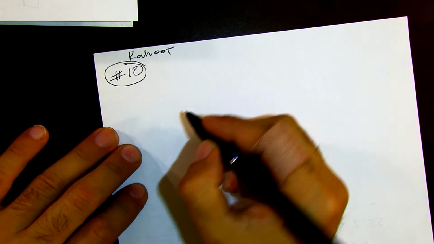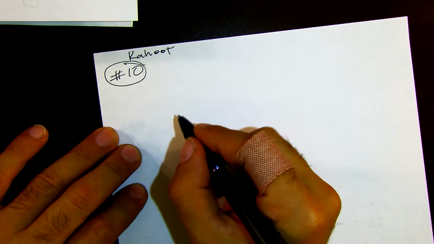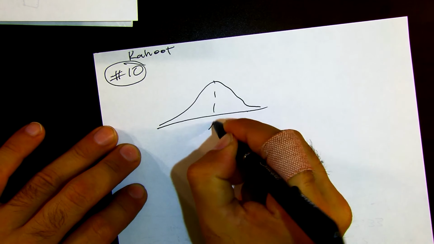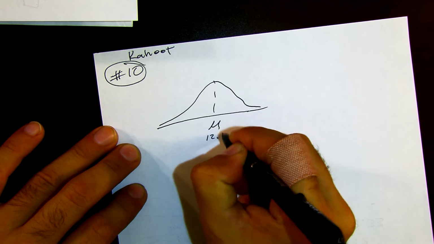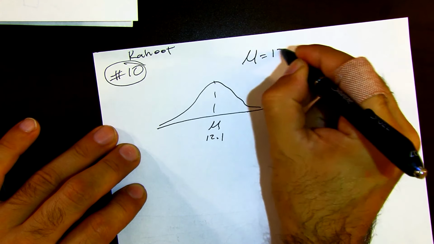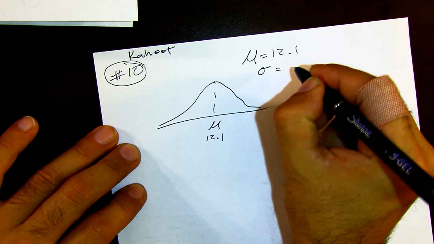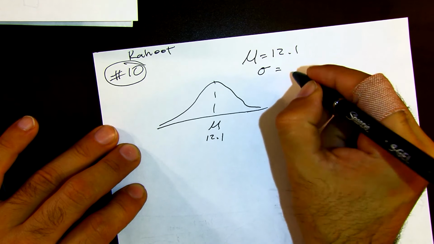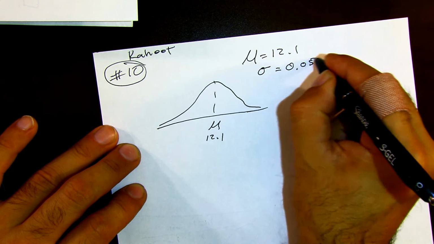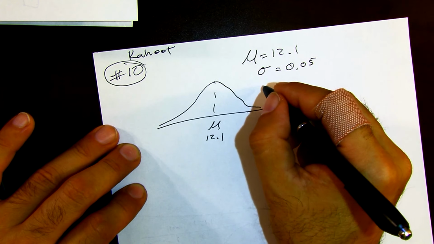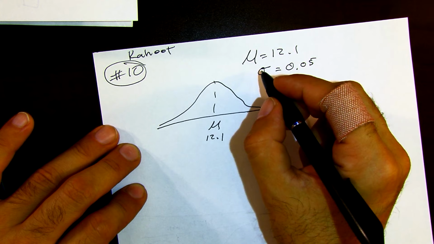All right, let's see. Machine that fills cans of soda according to the normal model with a mean. All right, I'm just going to draw this so that you get some experience with that again. The mean is 12.1. Standard deviation of 0.05. If the cans claim to have 12 ounces each, what percent of the cans are underfilled?